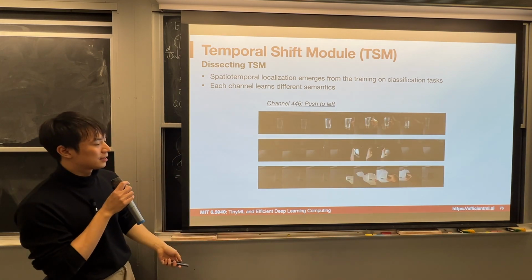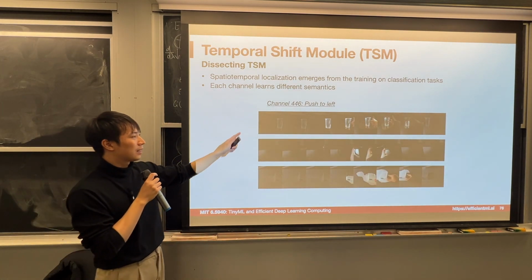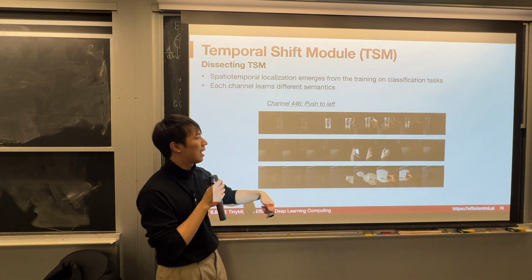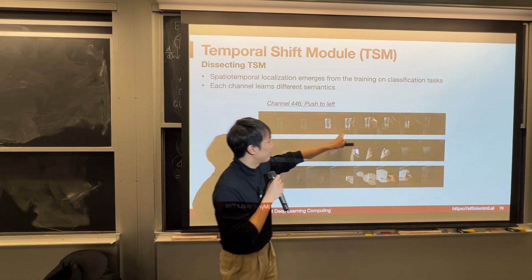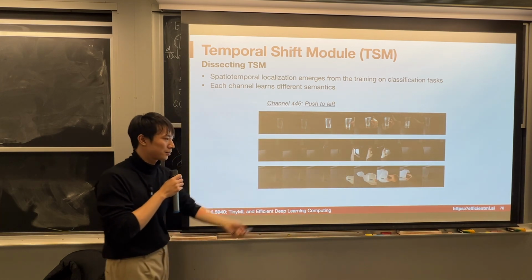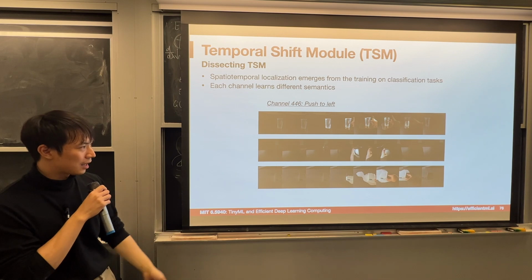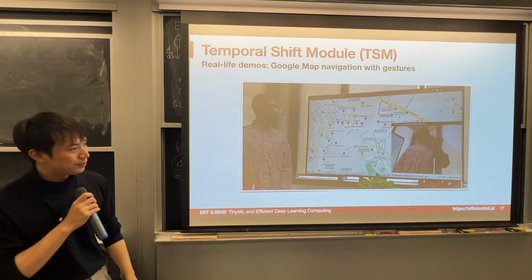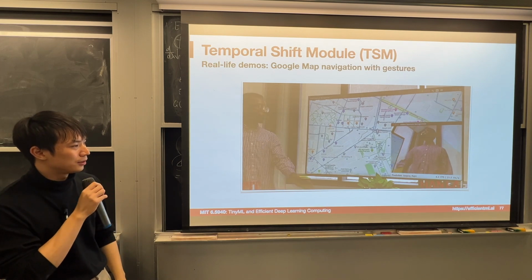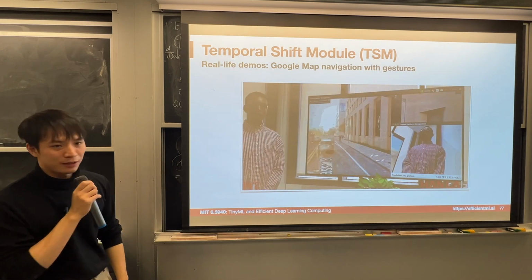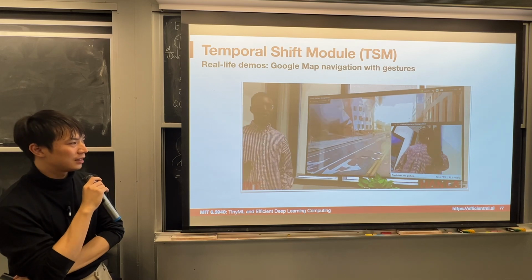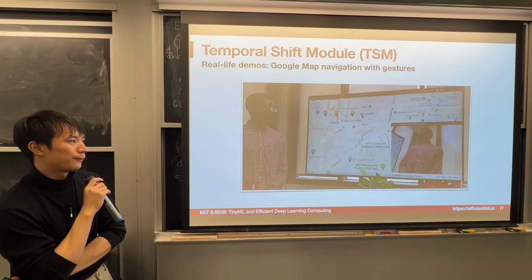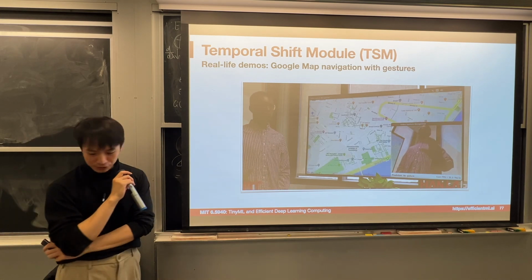Similarly, another channel actually learns to recognize the activity of pushing something to the left. For example, this only lights up when people are actually trying to push the mug or the glass. And here is another fun demo that people built with our model. This is hand gesture recognition running our TSM model on an edge device, and they use it to manipulate or navigate through Google Maps. Yeah, so this is our gesture recognition.